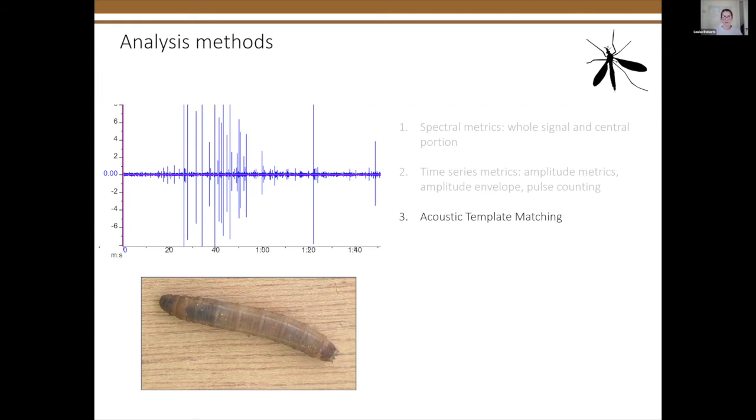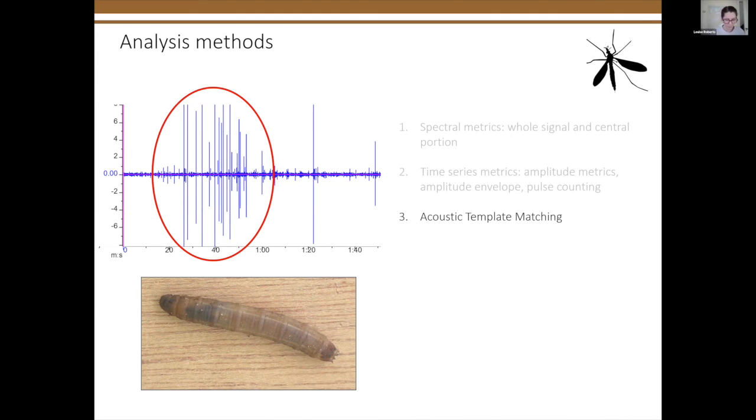Finally, we can use an approach called automated acoustic template tracking. So basically, this is going through all of our files and picking aspects of the signal that we think may be representative of that animal. So here, I've just circled this as an example. We could use this as an acoustic template.